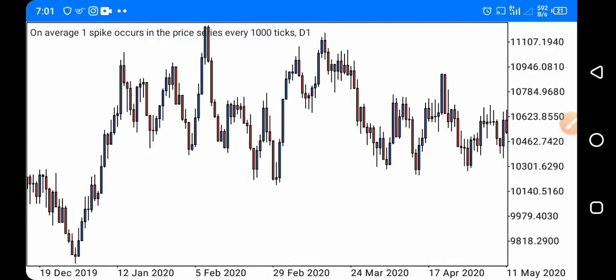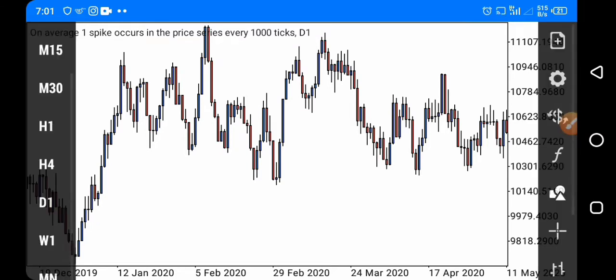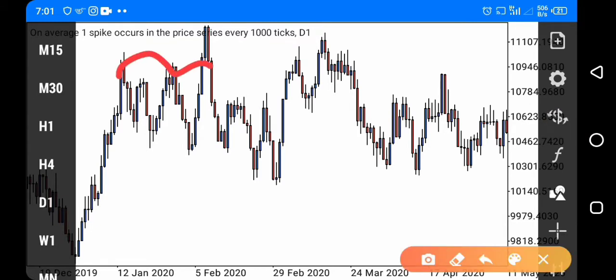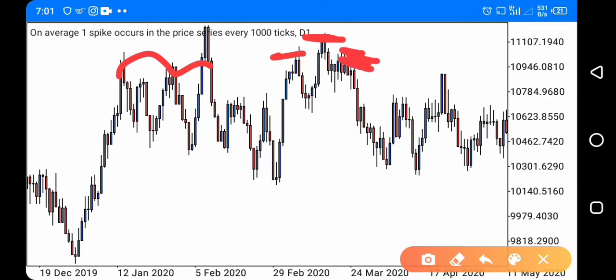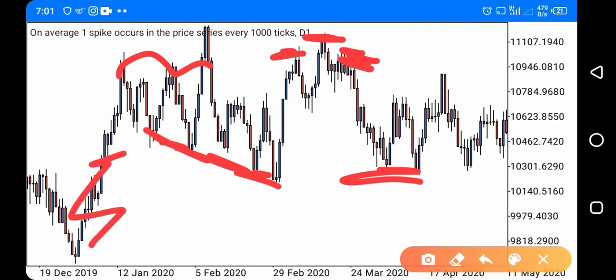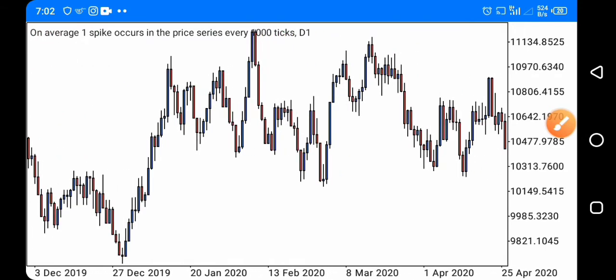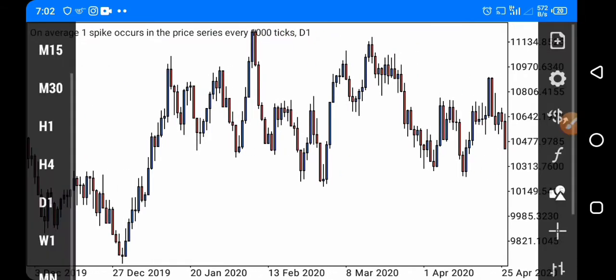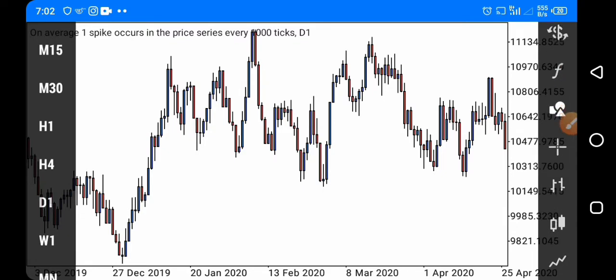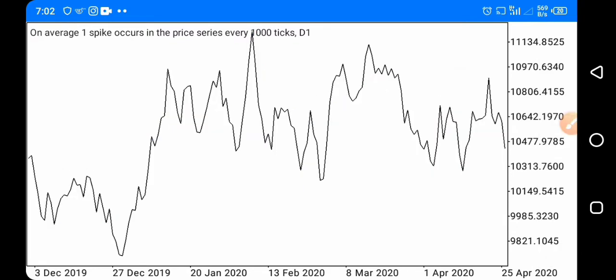So what we need to do is switch from candlestick charts to line charts. Why? Because on candlestick charts the noise is much, like the wicks you're seeing here, the shadows you're having here. So to filter this noise, you need to switch from the candlestick chart to the line chart. This is our line chart.